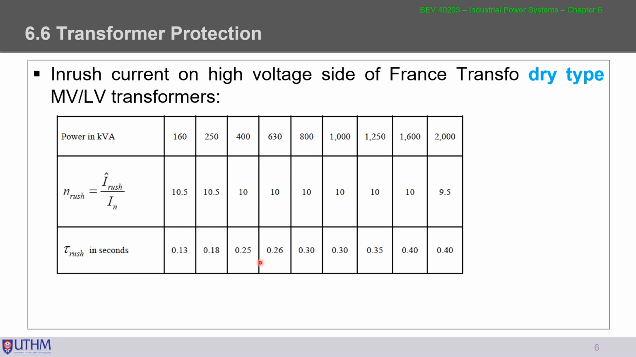Here is the table for inrush current for the dry type transformer. We can see the power increases from 160 to 2000, and this is the ratio of the inrush current to the nominal current. The value is almost the same even though the power is increased, so it means the ratio is maintained at a certain value. This happens for dry type transformers.